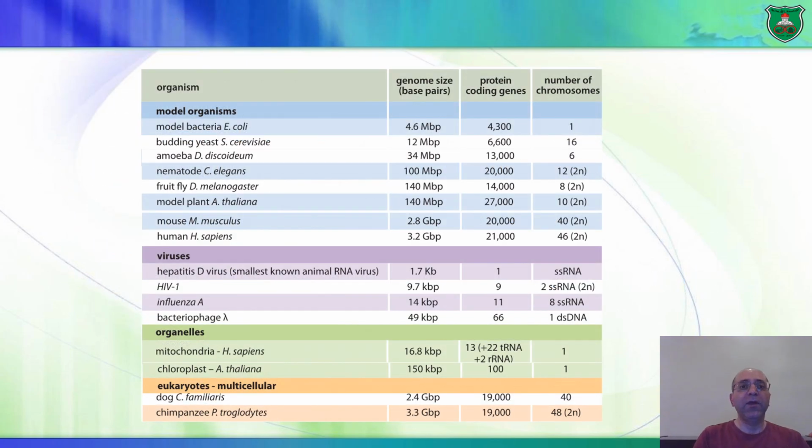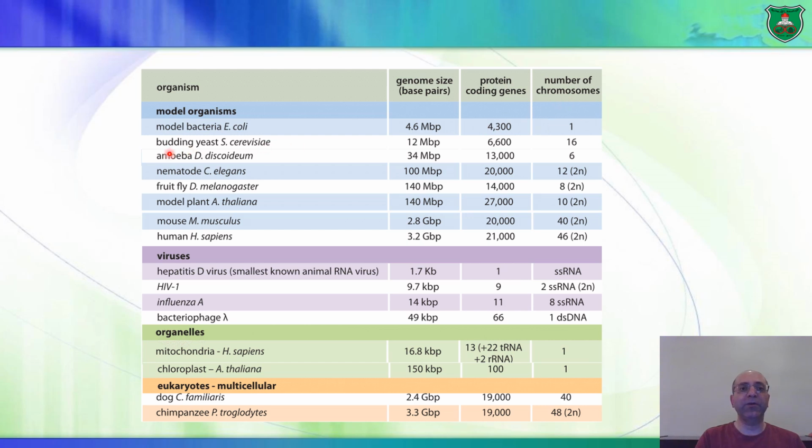All right, so this table is not for you to memorize, but it shows a comparison of the genomes of different organisms: number of genes, protein coding genes, and number of chromosomes. You can see here E. coli is composed of about 4.6 million base pairs. There are 4,300 protein coding genes, and there's one chromosome.